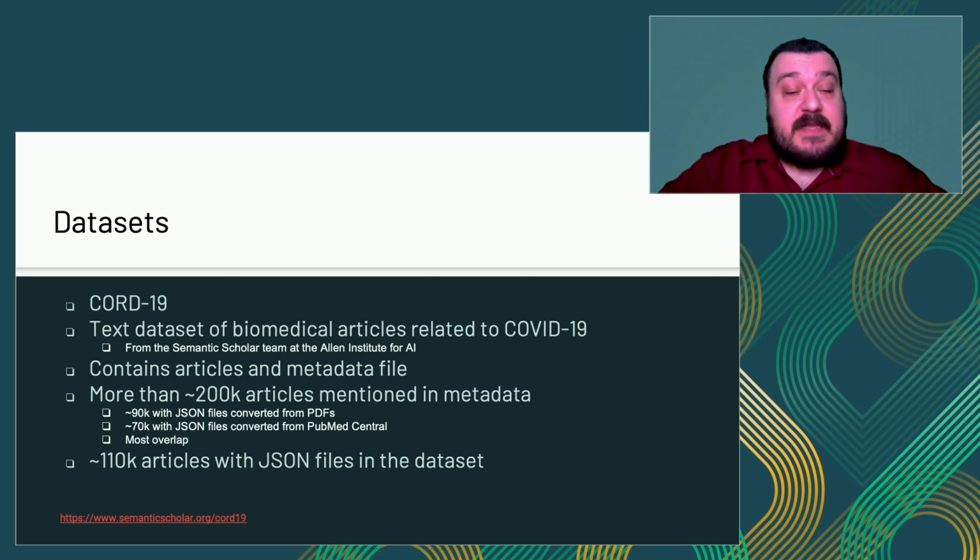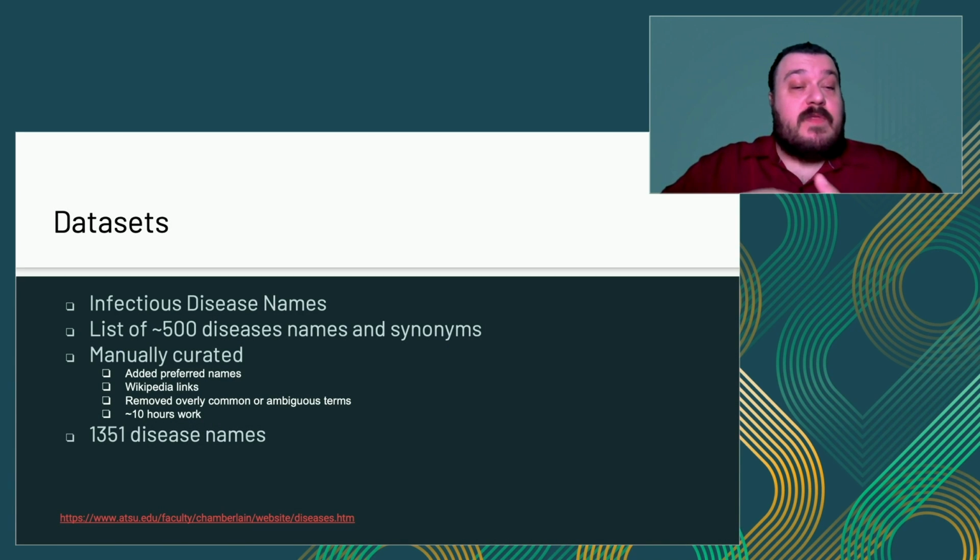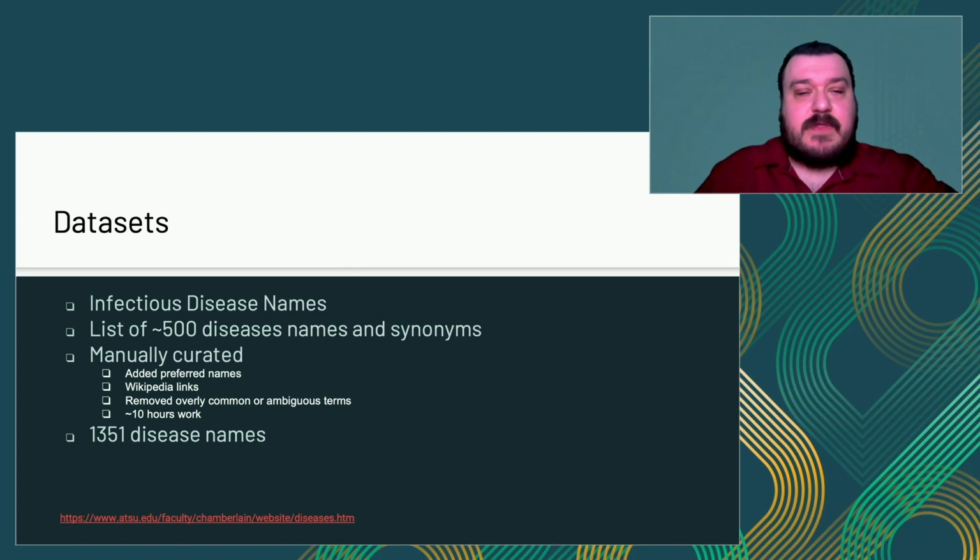So it has data sets in two formats: PDFs that have been parsed into JSON files, and PubMed Central articles, which live in XML on PubMed, that have also been parsed into JSON files. And there's much overlap. So the disease data set that we have comes from a website that lists many infectious diseases, and has names and synonyms for these diseases. I manually curated these in order to create a dictionary of the names for us to do some dictionary-based named entity extraction.